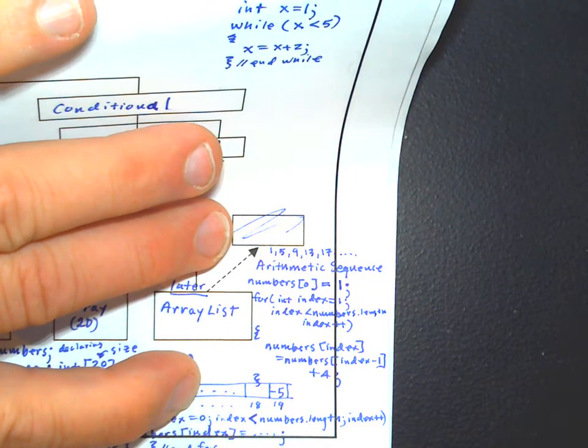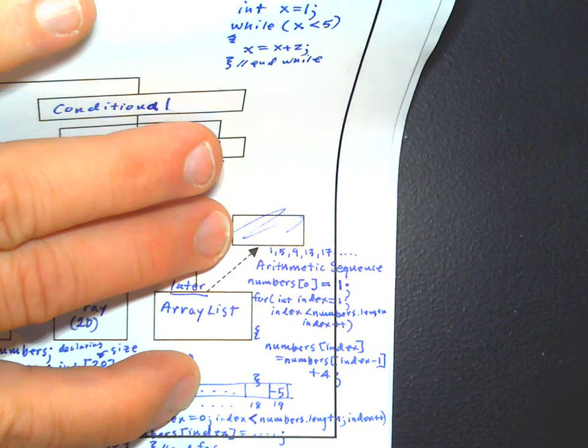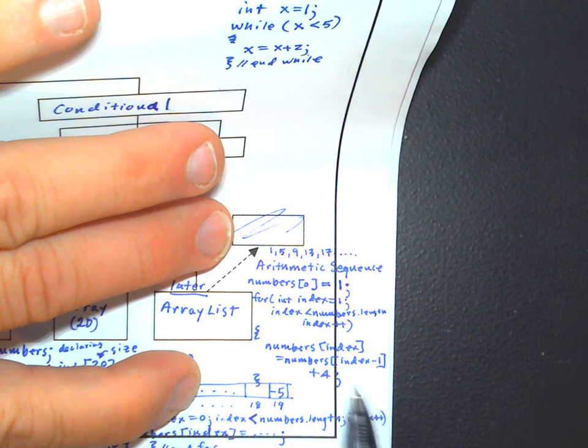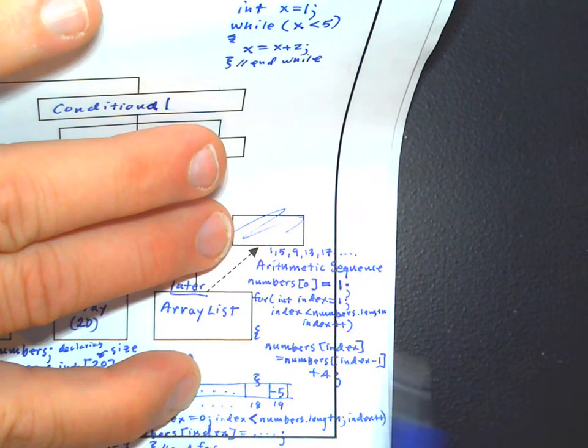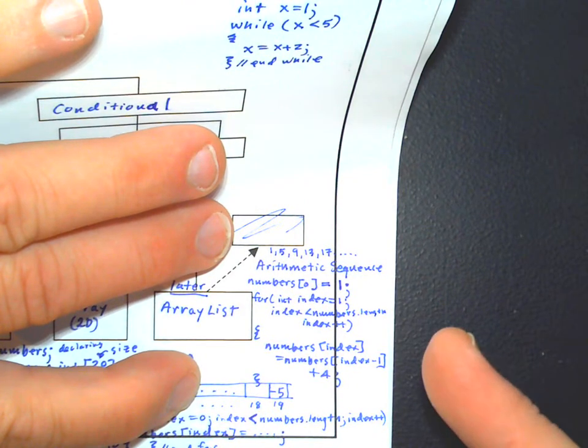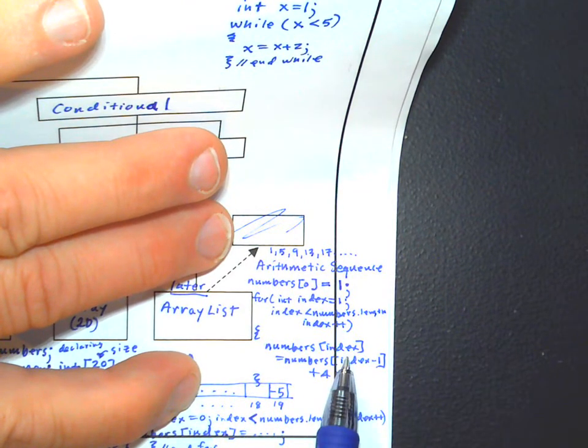You could actually use the previous 2 spots. Say, well, let's add the previous 2 spots. Well, then you would say numbers index equals numbers index minus 1 plus numbers index minus 2. Now you got to be careful, because at that point you need 2 previous spots filled already before you start the for loop. And you also got to make sure you don't get indexed out of bounds.